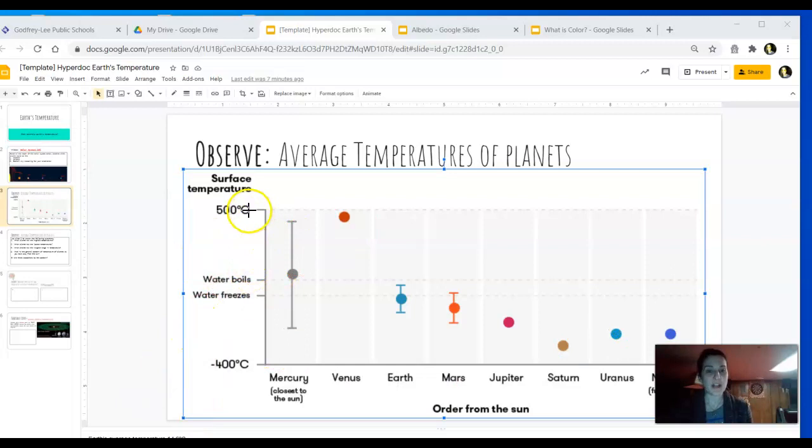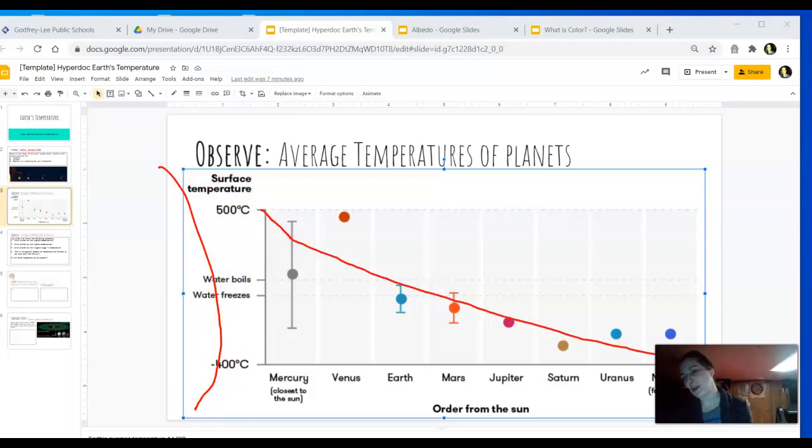But you can see the general trend as you move away, again, let's say this is the sun, is that the temperatures do on average generally get colder as you move away from the sun, with exceptions like Mercury not being the hottest, and Venus, and then with some kind of temperatures down here.